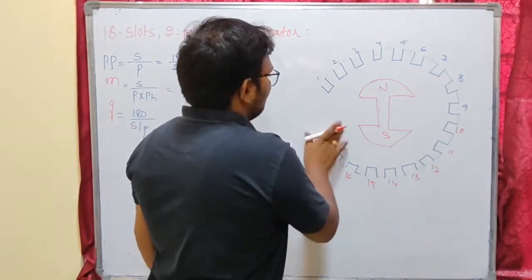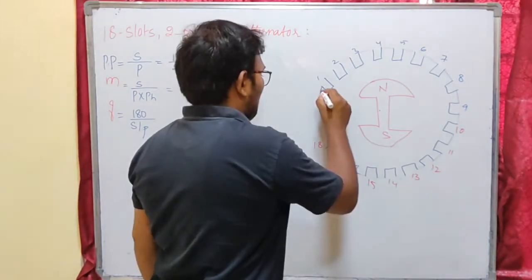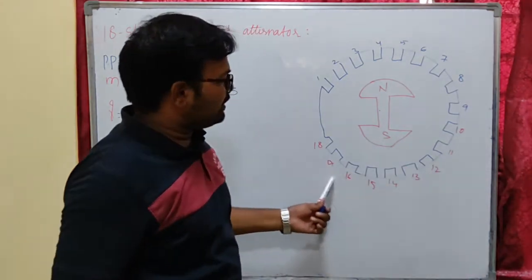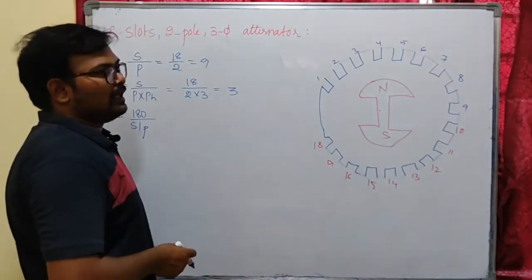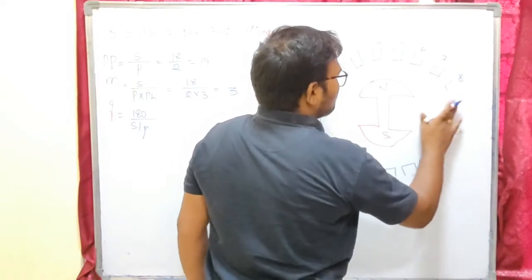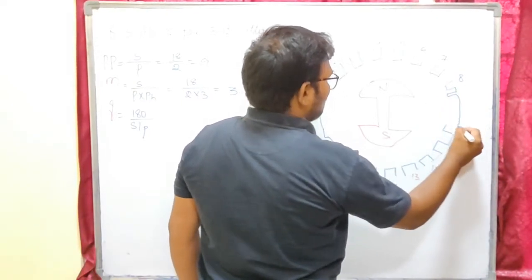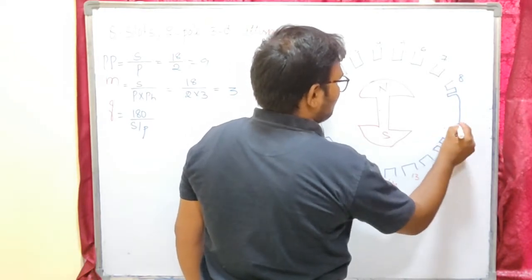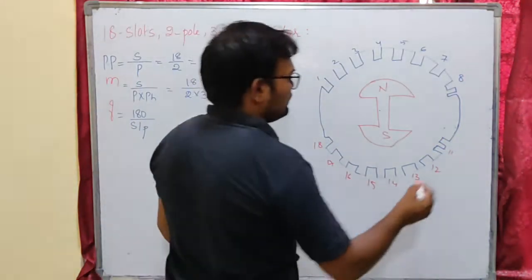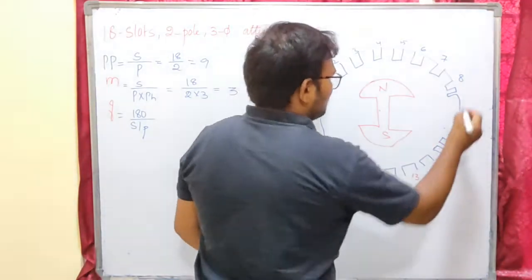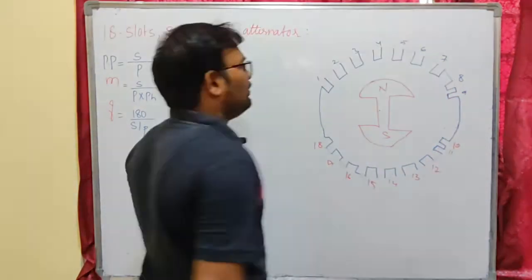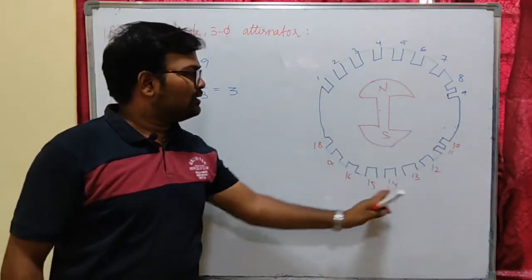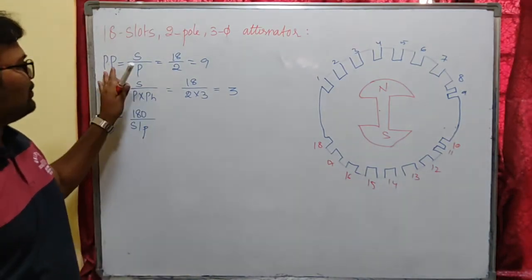Okay, so the red color slots are under the south pole and the blue color slots are under the north pole. This is my 10th slot, and this is my 9th slot. So these are the number of slots under one pole. We have 9 slots under the north pole and 9 slots under the south pole. That is nothing but pole pitch.